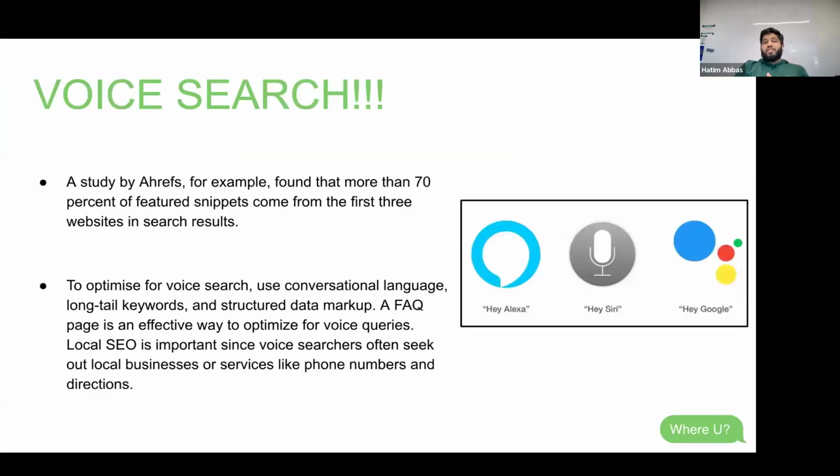Voice search. A study by Ahrefs, for example, found that more than 70% of featured snippets come from the first 3 websites in search results. To optimize for voice search, use conversational language, long-tail keywords, and structured data markup. A FAQ page is an effective way to optimize for voice queries. Local SEO is important since voice searchers often seek out local businesses or services like phone numbers and directions.